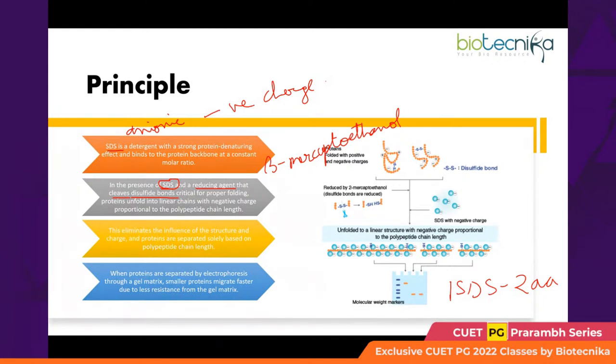This eliminates the influence of structure and charge, and the proteins are separated solely based on polypeptide chain length. When proteins are separated by electrophoresis through a gel matrix, the same principle applies: smaller proteins migrate faster due to less resistance. The larger proteins will migrate a lesser distance because of more resistance. So that is how the proteins will be separated solely as a result of difference in the length of the amino acid chain. Do you all get the idea?